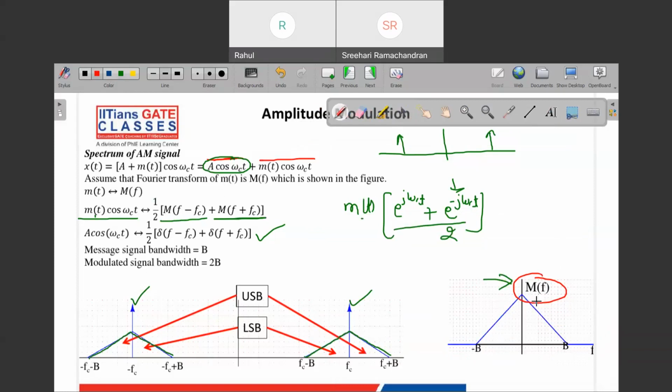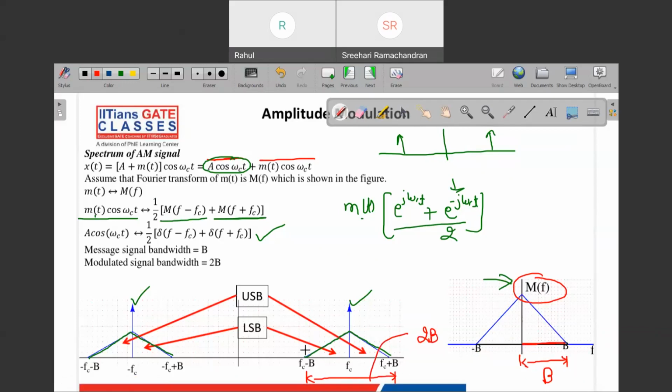Now, if you see this signal, the unmodulated signal has a bandwidth which is equal to B. But when you do the modulation, this is the bandwidth and this is equal to 2B. So how do we define the bandwidth? Bandwidth is you just take the positive frequency and calculate the range of the frequency over which the signal is non-zero, and that we call the bandwidth. Here in this, it is B.